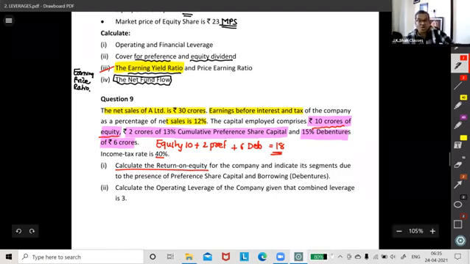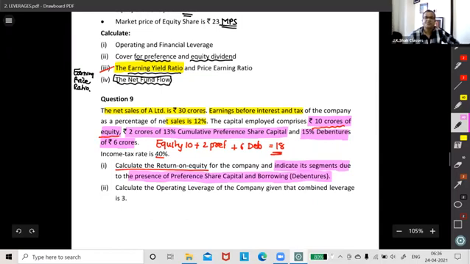Okay, but that's not all. See, what next you're asked? That is the most crucial part, guys. Indicate its segments due to presence of what? Preferential capital and borrowings. Okay, next part now. See, this next part is just given so that you don't feel that this question is out of topic.